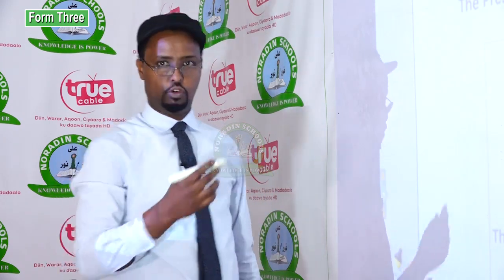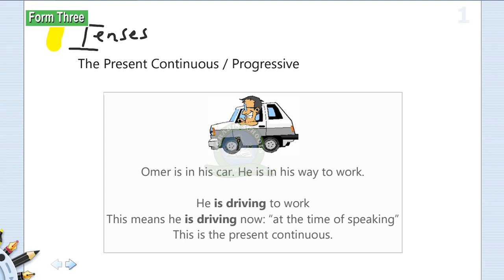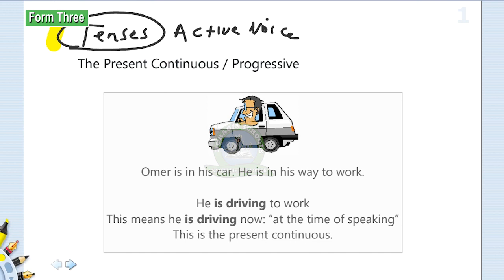If you want to understand passive very well, you must first understand the active voice. So today we are going to master the first tense, how it works when it's active and when it's passive. But first, let's quickly understand the tense in general.